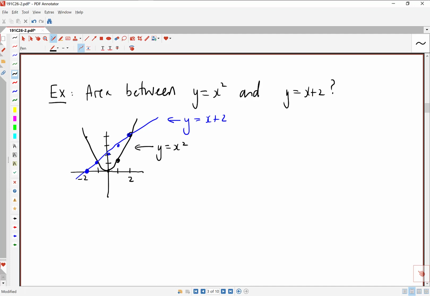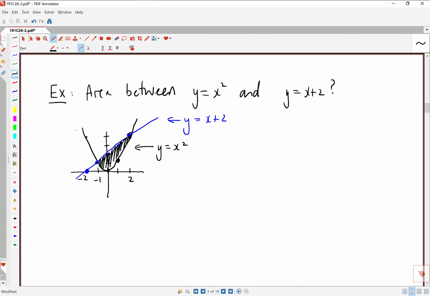So we were able to figure out, just from making a clear sketch here, that the x values we'll be interested in will be from -1 to x equal 2. And then we're capturing the area between those two curves. We can also figure out that it's the line that's going to be the top curve and the parabola that's going to be the bottom curve.